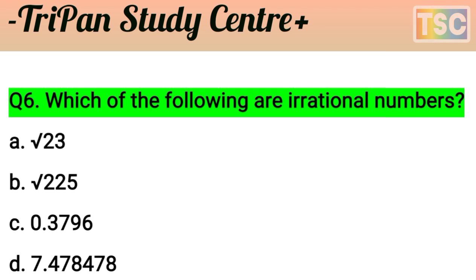And look at option B. B is under root 225, which means the square root of 225 is 15. It is not an irrational number. The remaining one is A. A is the right option. The right answer is A. Irrational number here: under root 23 is the right answer. Option A is correct for this question.